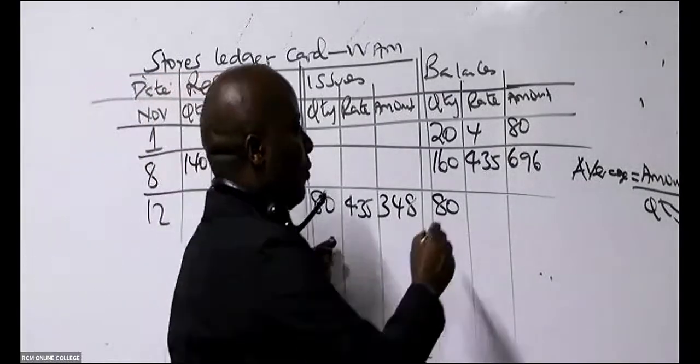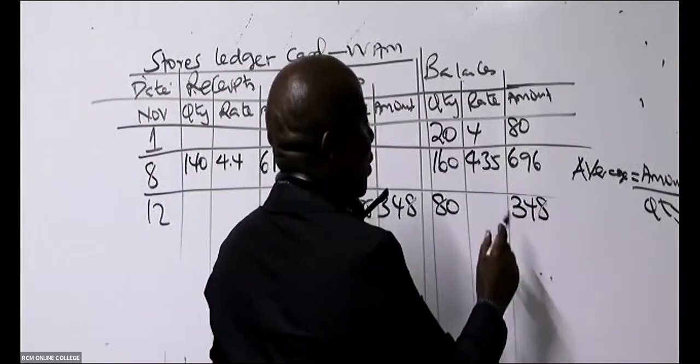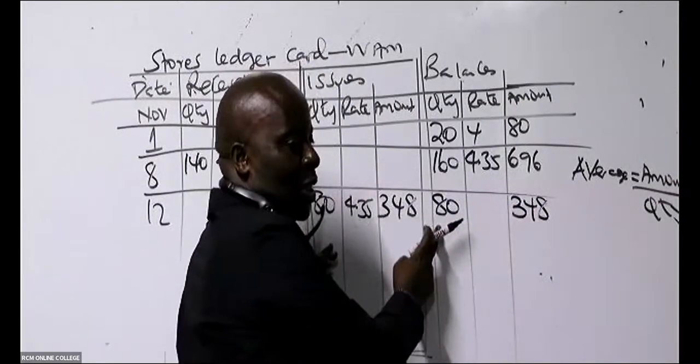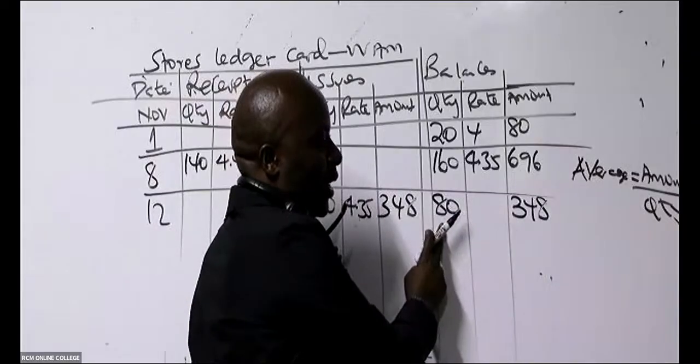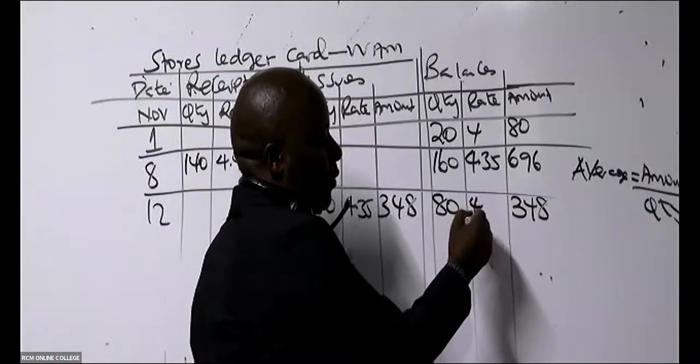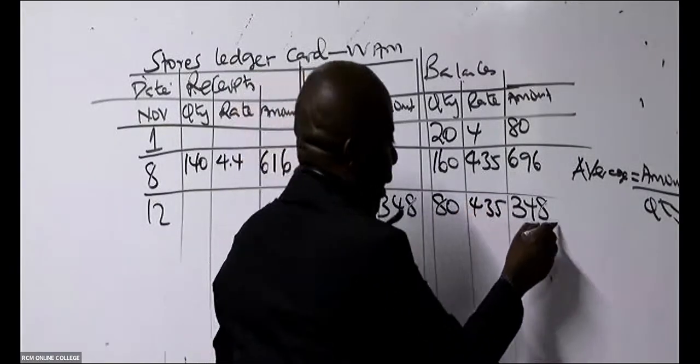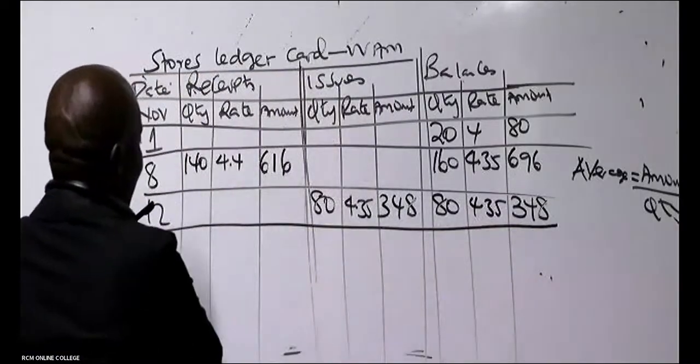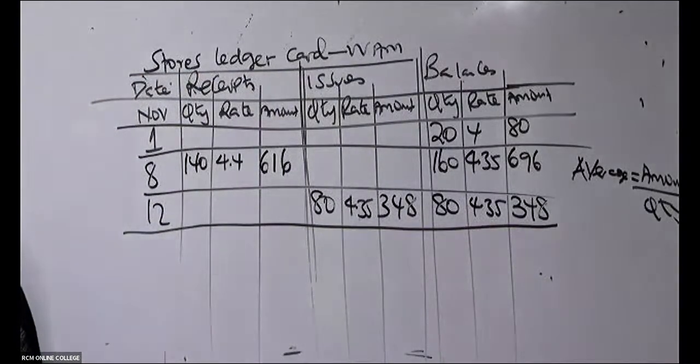348. 348 again. So in that case, ladies and gentlemen, you give us the weighted average, which will be 348 divided by 80. The same, 4.35. Thank you so much. Yeah, so we continue. Let's get to the next date. When is the next date?